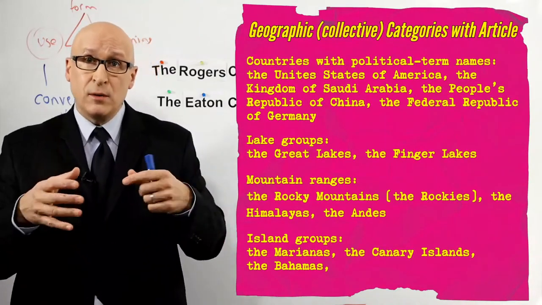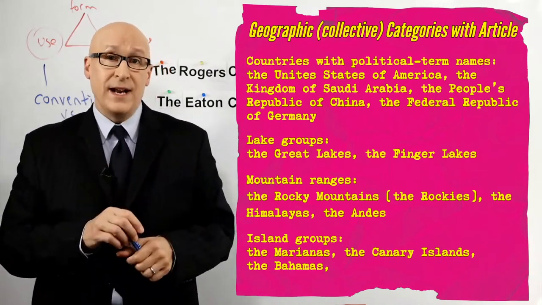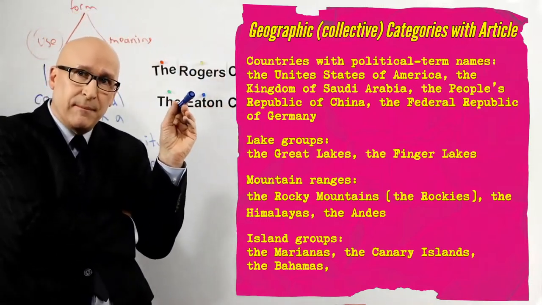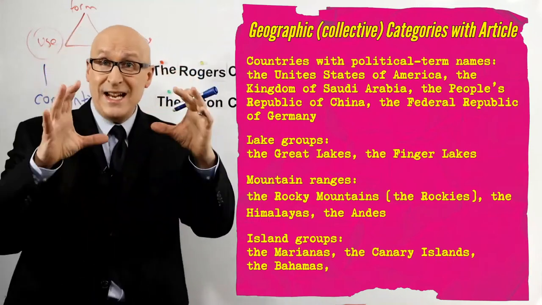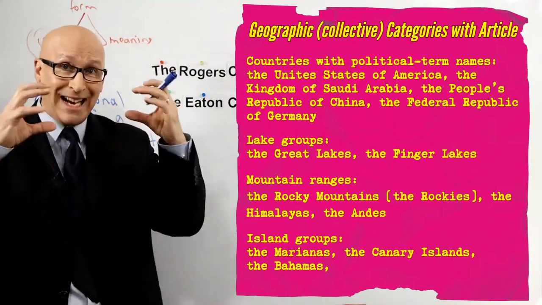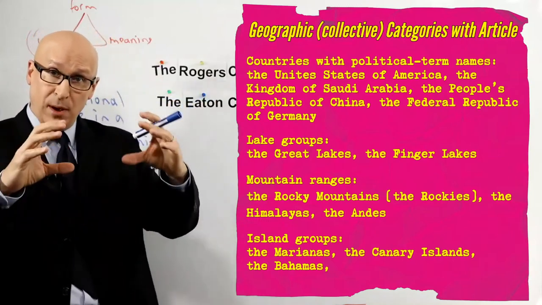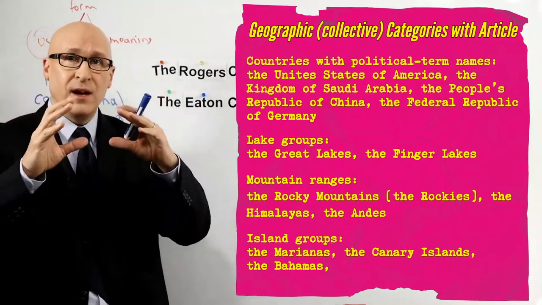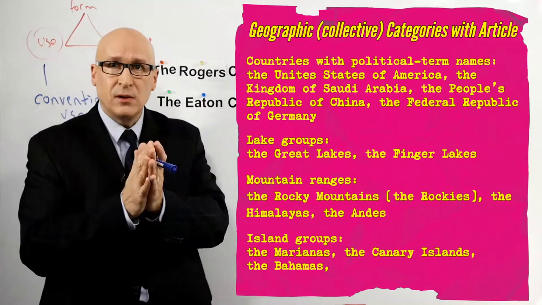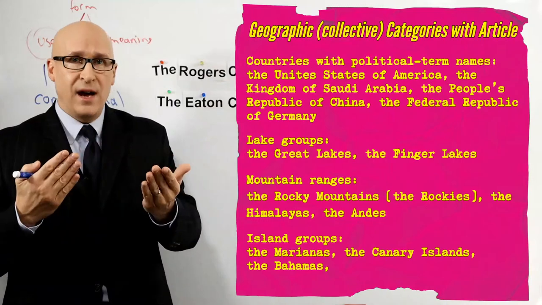Geographic categories with the article, but these are collective plural nouns. For example, countries that have political terms in their name, right? The United States. State is a political term. The Kingdom of Saudi Arabia. Kingdom is a political concept. The People's Republic of China. Republic is a political term. The Federal Republic of Germany. Federal or federation is a political term. So when they have a political term in their name, the.